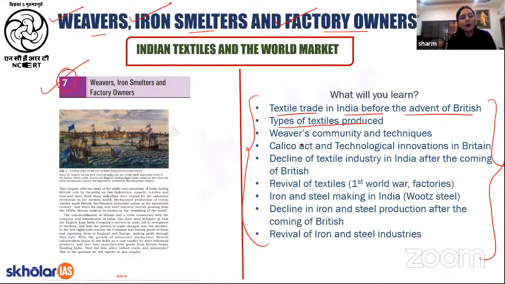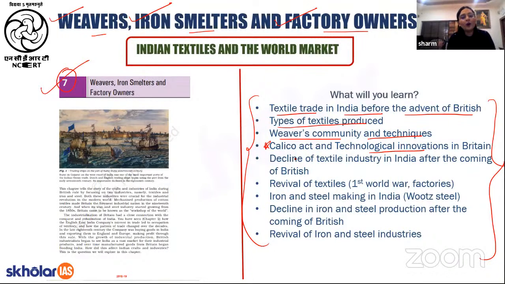Then, students, we are going to understand the importance of the weavers community and the techniques that were used by these weavers in creating the amazing handicrafts that our country has. Then we are going to talk about the impact of the technological innovations in Britain, and how they impacted the handicraft industry of our country. Also of prominence is the Calico Act, which is given in your chapter. We are going to talk about this too.